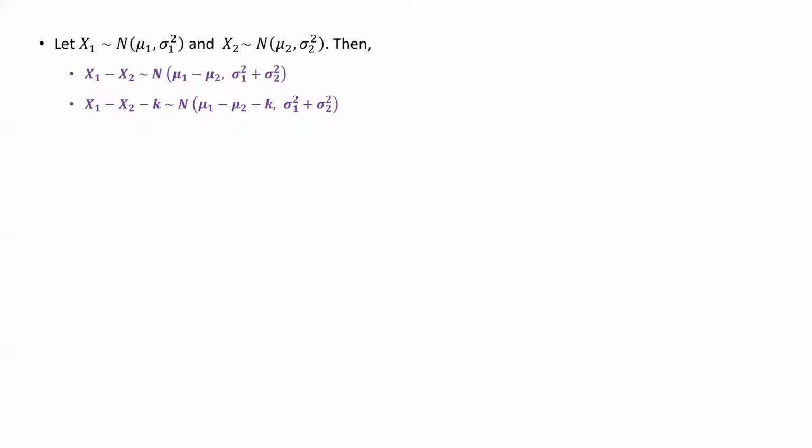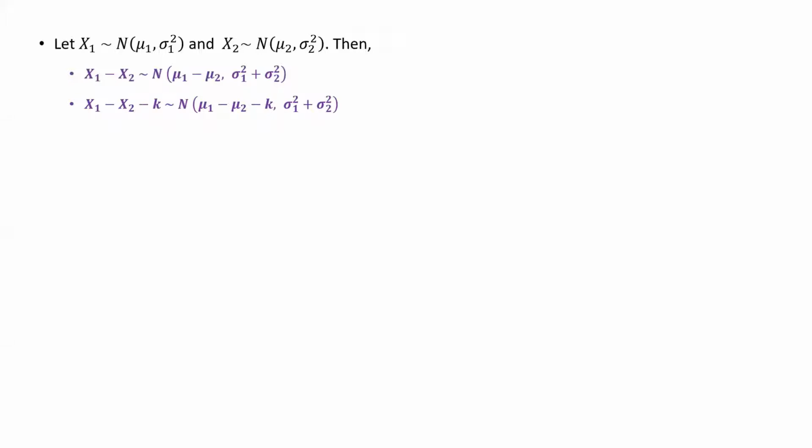All right, similarly, x1 minus x2 minus k will also follow a normal distribution with a mean of mu1 minus mu2 minus k and a variance of sigma 1 squared plus sigma 2 squared. Adding or subtracting a constant from the normal distribution does not affect its variability. You can see it with a similar simulation if you like.